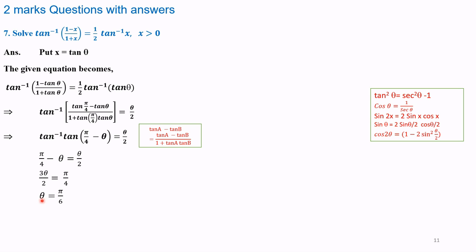Therefore, theta is equal to, 2 gets cancelled, pi by 6. This is the answer. Therefore, x is equal to tan theta, so theta we are substituting here as tan theta. X is equal to tan theta, that is equal to tan of pi by 6, that is equal to 1 by root 2. You have to remember all the values of tan, cos and sine.